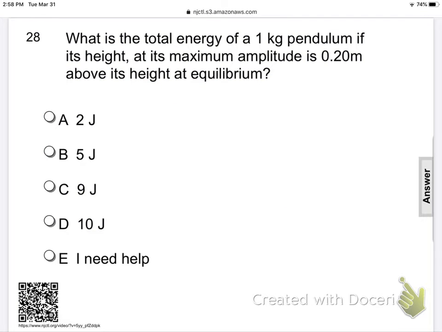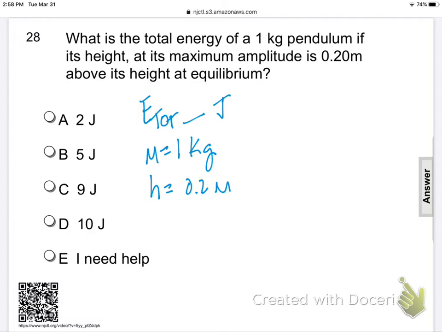Here's our first problem. What is the total energy of a 1 kilogram pendulum? So we want to know total energy, and remember, the units are joules for energy. Its mass, they're telling us, is 1 kilogram, and its height at its maximum amplitude is 0.2 meters above its height at equilibrium. So E total is a combination of its kinetic energy and its gravitational potential energy.